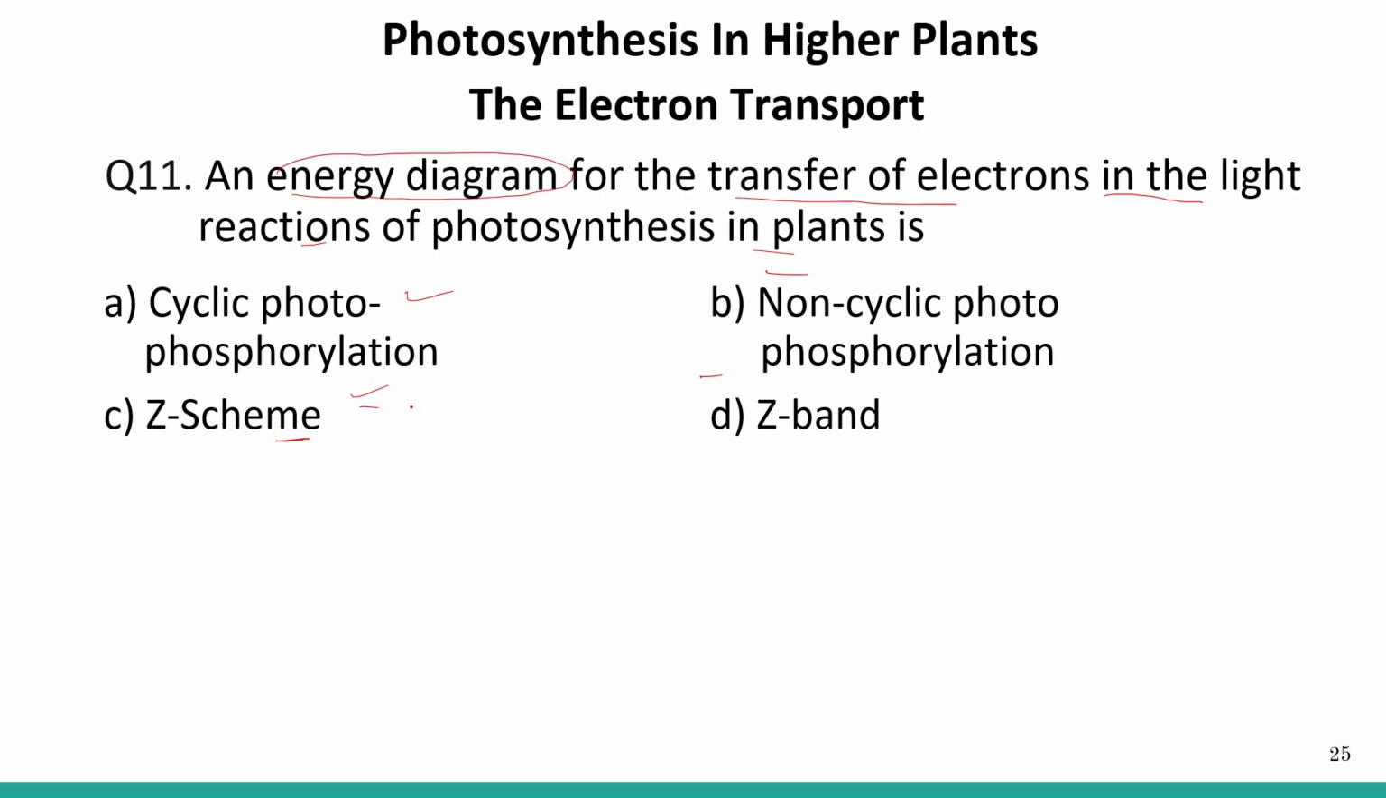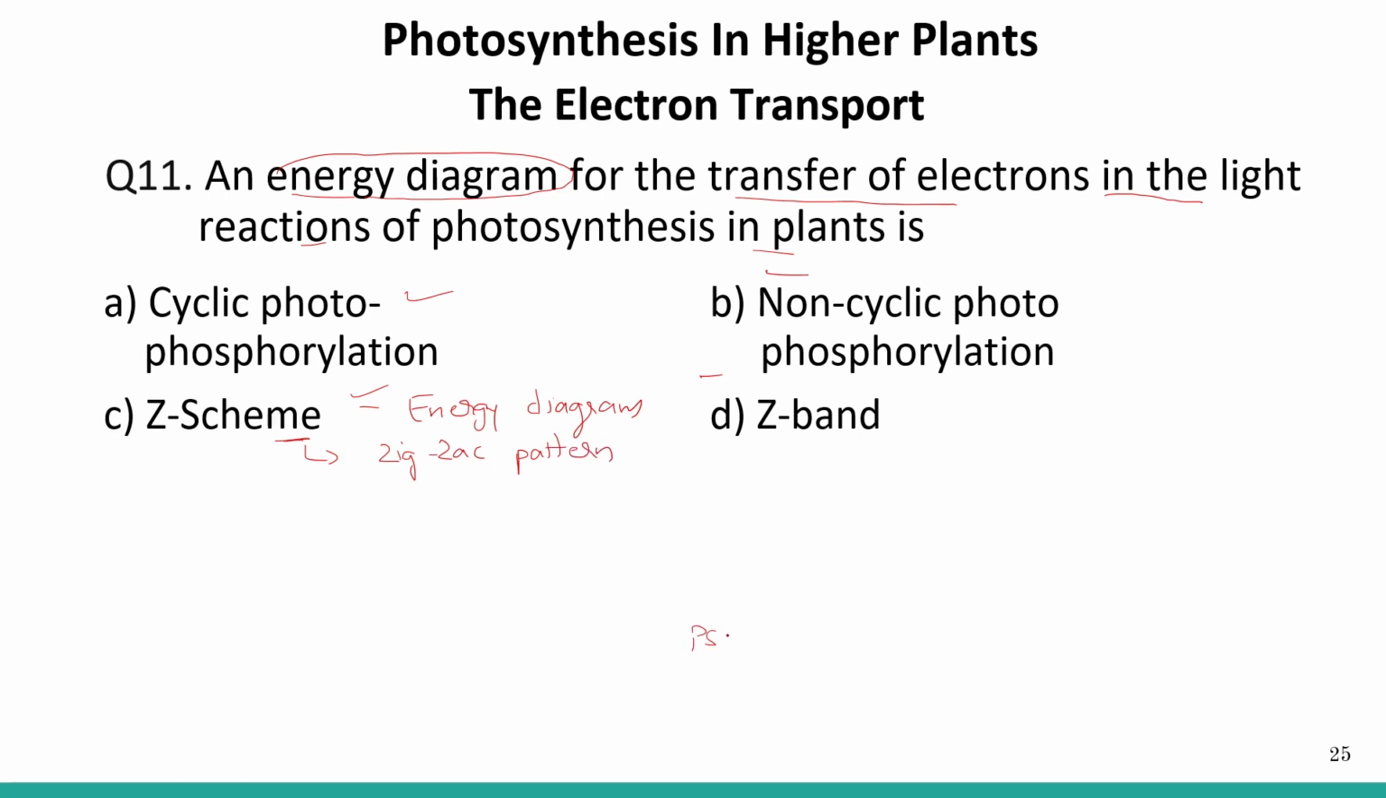Z scheme is what? Z scheme is the energy diagram. Why is it called Z scheme? Because of its zigzag pattern. So this pattern is observed.